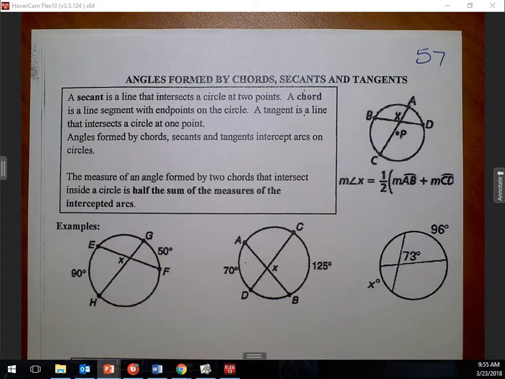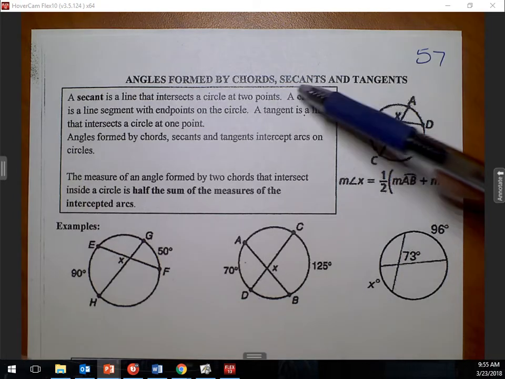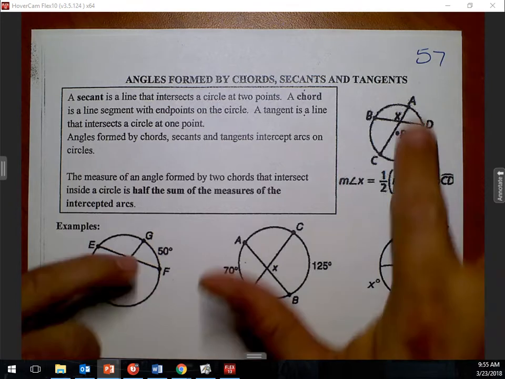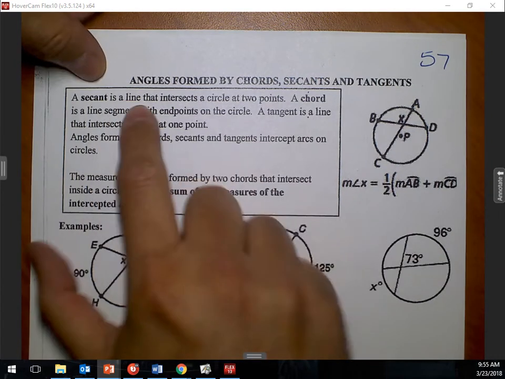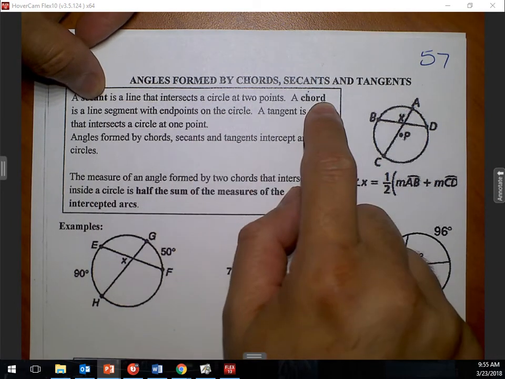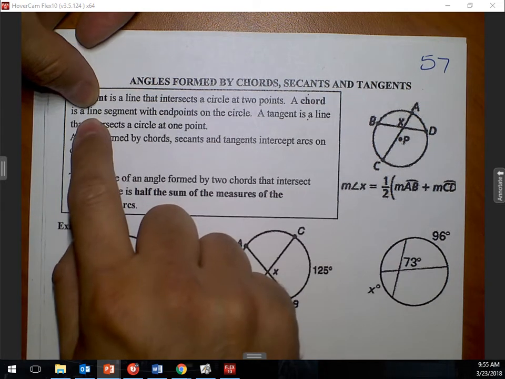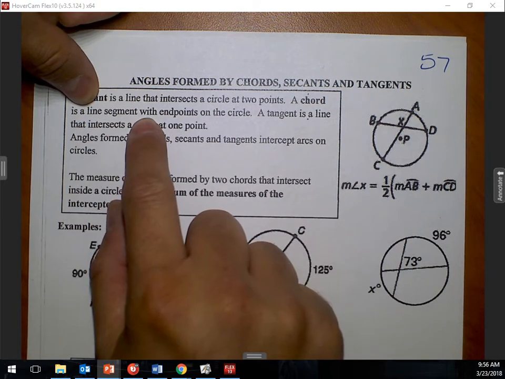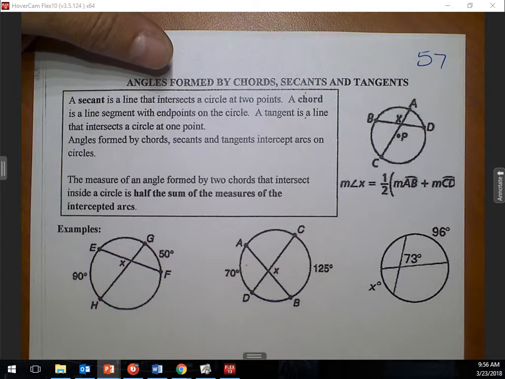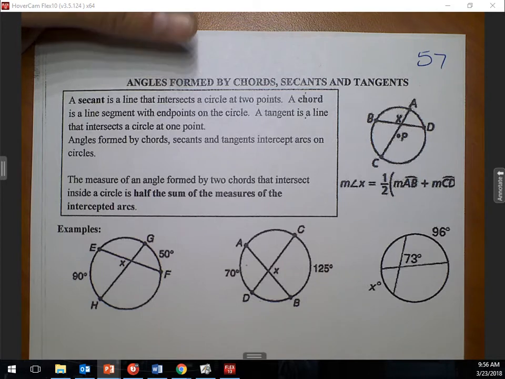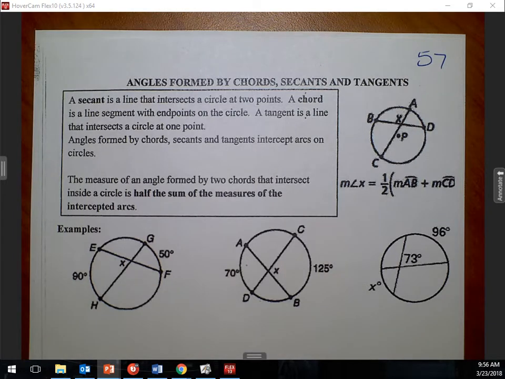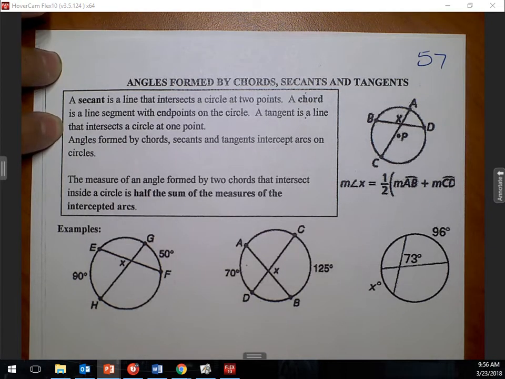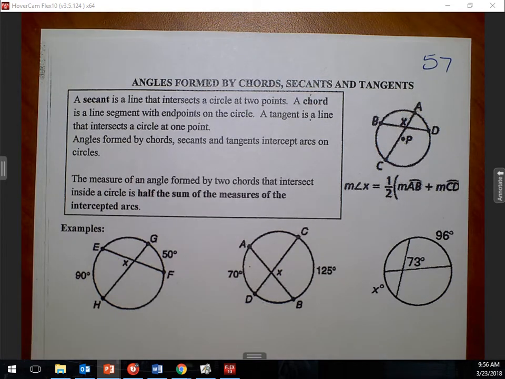All right, so today we have angles formed by chords, secants, and tangents. A secant line is a line that intersects a circle at 2 points. A chord is a line segment with endpoints on the circle. Endpoints on the circle, that's the important part for this one. A tangent line intersects a circle at only 1 point. So it basically only touches it at a single dot, one single point.